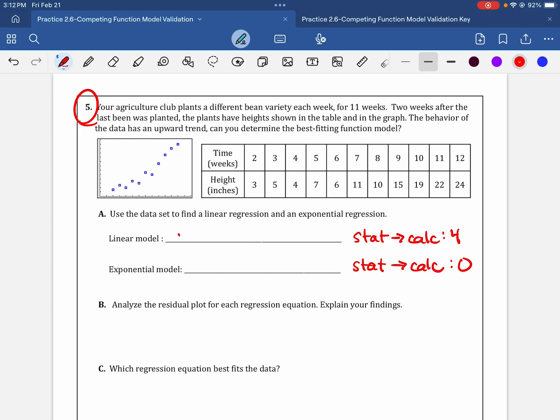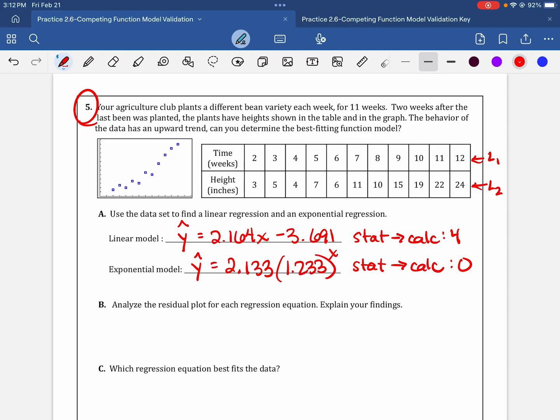All right, and you get, we'll just put the little hat, 2.164x minus 3.691 is what I got. After putting all that data in L1, right, you do this one in L1, this one in L2, and then stat calc 4 for linear, and then stat calc 0 for exponential. Much easier than Desmos for this, I think. And your base is 1.233 raised to the x.